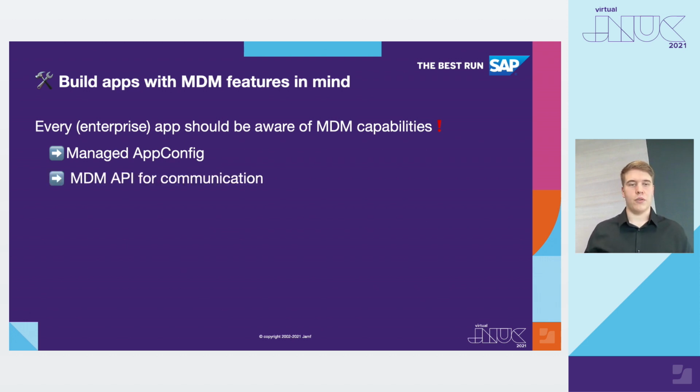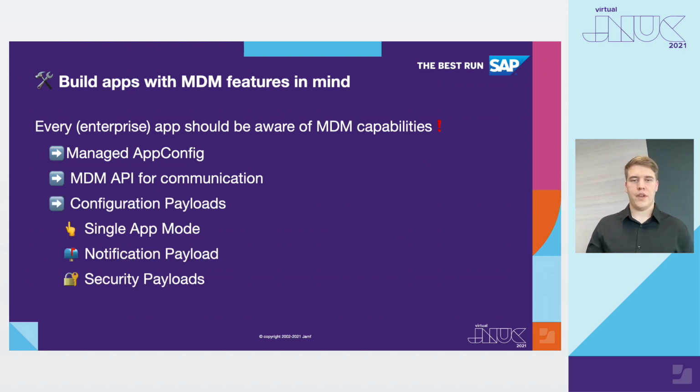Then the second feature would be an MDM API that is normally unavailable for users that don't use an MDM system, of course. And what that means is that an application that you develop can communicate back to the system and get the latest device information. That might be information that is usually missing if you're running on device. Or you can even send MDM commands to control the device to a certain degree.